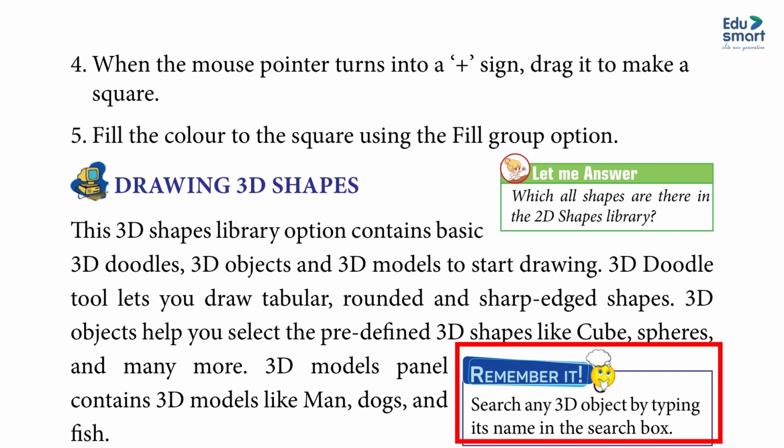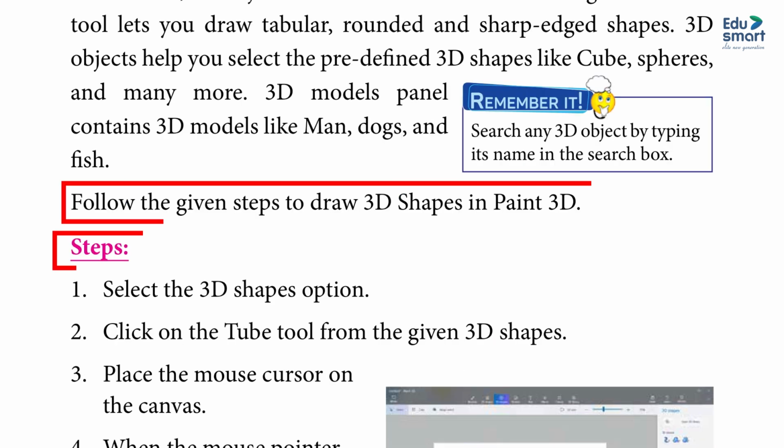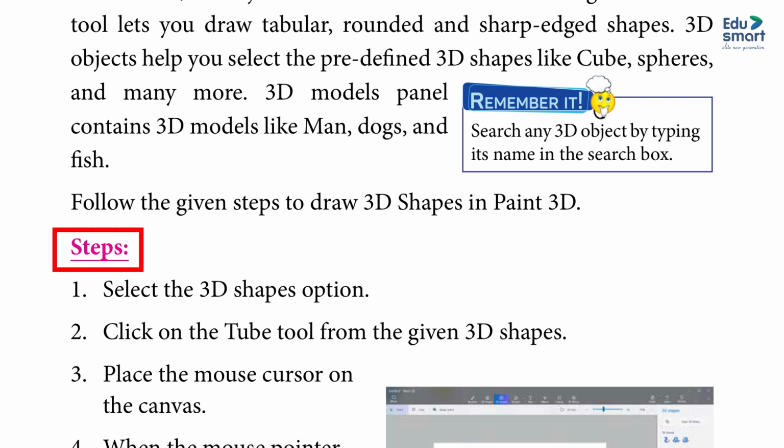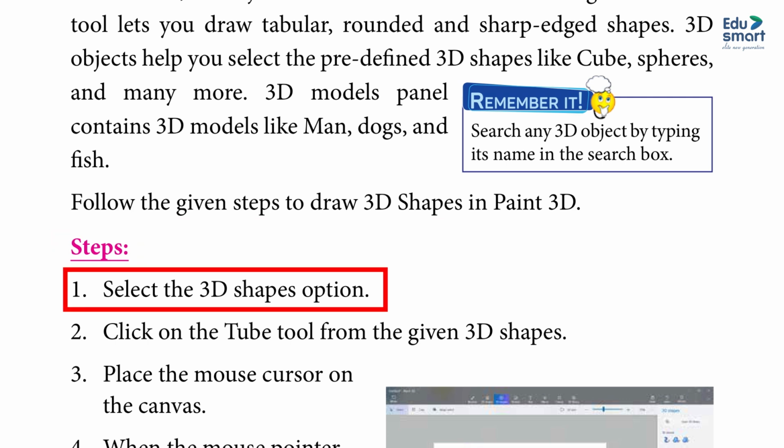Remember it. Search any 3D object by typing its name in the search box. Follow the given steps to draw 3D shapes in Paint 3D. Steps: 1. Select the 3D shapes option.